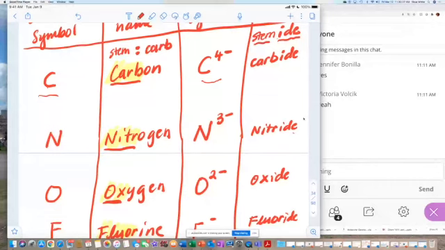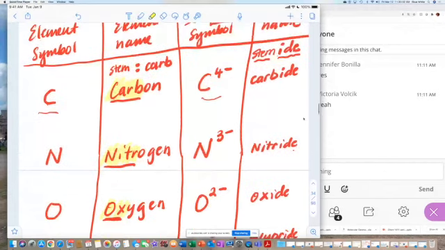Okay. Now, the stem-ide format is only seen when you have monoatomic ions. When you have polyatomic ions, most of the time we don't have stem-ide. We have stem-ate and stem-ite. And you guys got to see this.